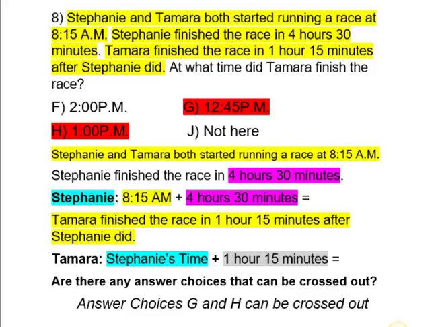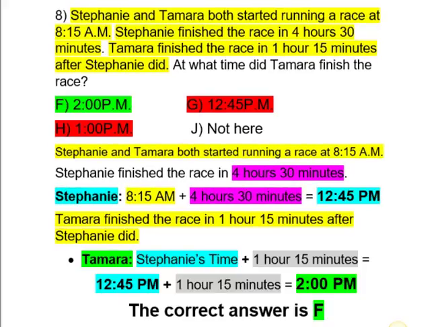So our correct answer is 2 p.m. Okay. Stephanie's time, like we said before, is 12:45, and then we add an hour and 15 minutes to 12:45, and that's 2 p.m. Again, our correct answer is F.